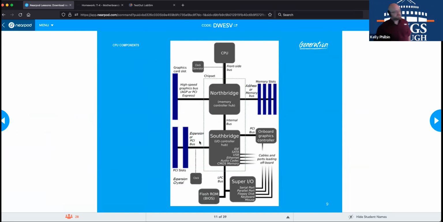South Bridge. Slower connections are input and output, like serial ports, printers, floppy disk, hard drives, keyboards, mouse, all that fun stuff. And then your flash ROM for your BIOS all connect through the South Bridge, as well as your older PCI expansion slots.